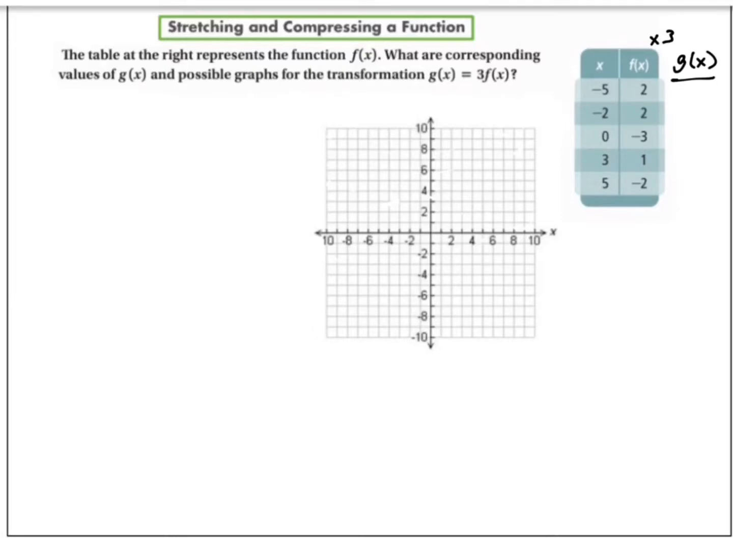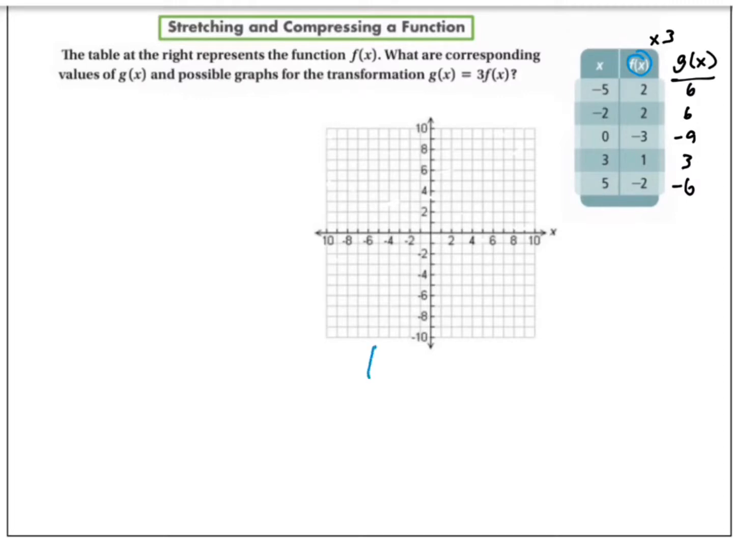So in this case, instead of 2, g of x has a value of 6, and then 6, negative 9, 3, and then negative 6. All right, I'm going to go ahead and graph f of x in blue, and then we'll graph g of x in red to see the difference.